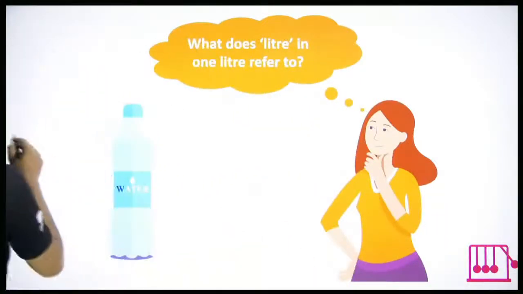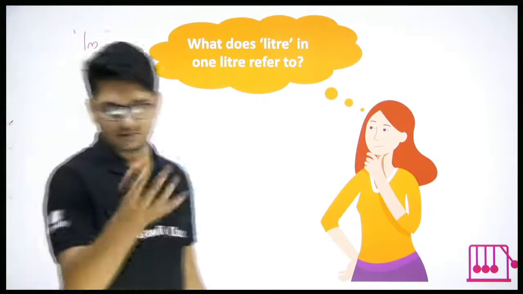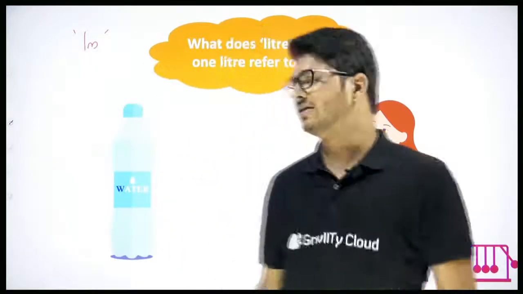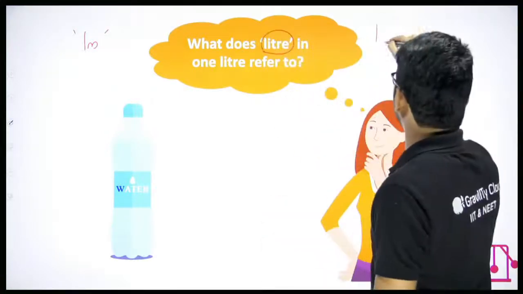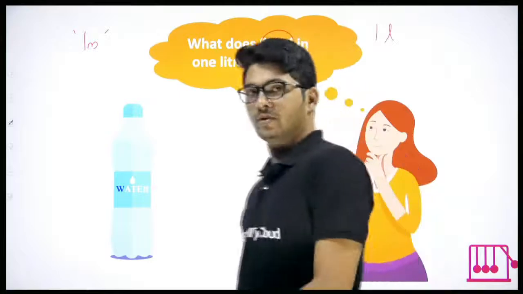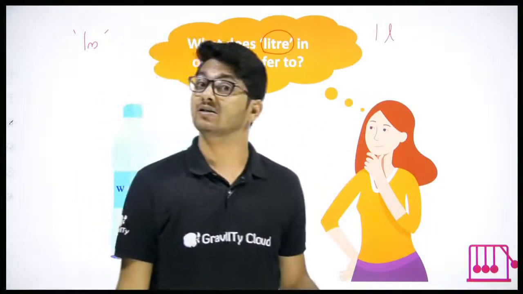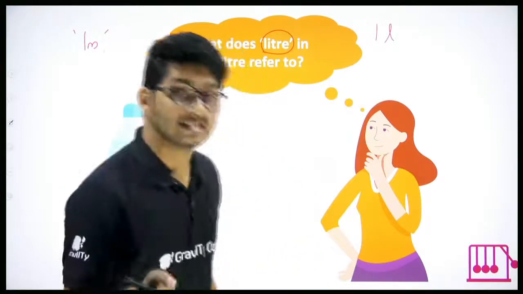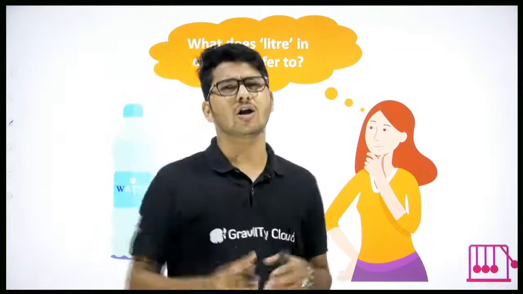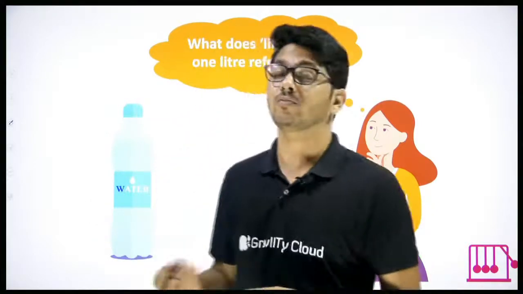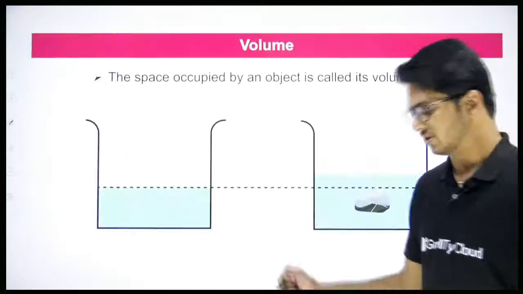See here, when we say 1 meter, we know that 1 meter refers to length. Meter is a unit of length. But what does liter refer to when you say it is 1 liter? Whose unit is it? Is it the unit of length, area, or anything else? The answer is, it is the unit of volume. So we already have a basic idea of what volume is. Volume is nothing but the space occupied by an object.